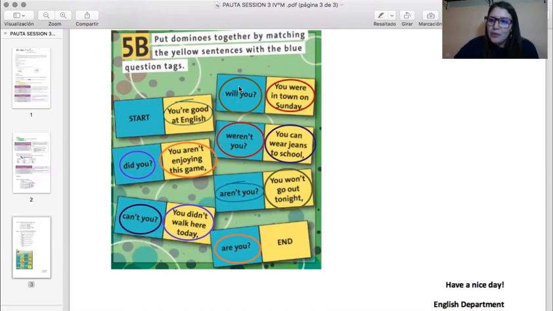And that is something that we're going to cover next session. Then we have, you were in town on Sunday, weren't you? I have my positive were, so I use the negative. You can wear jeans to school, can you? I have here can, so I use the negative can't, and that is also something that we are going to work on next session.